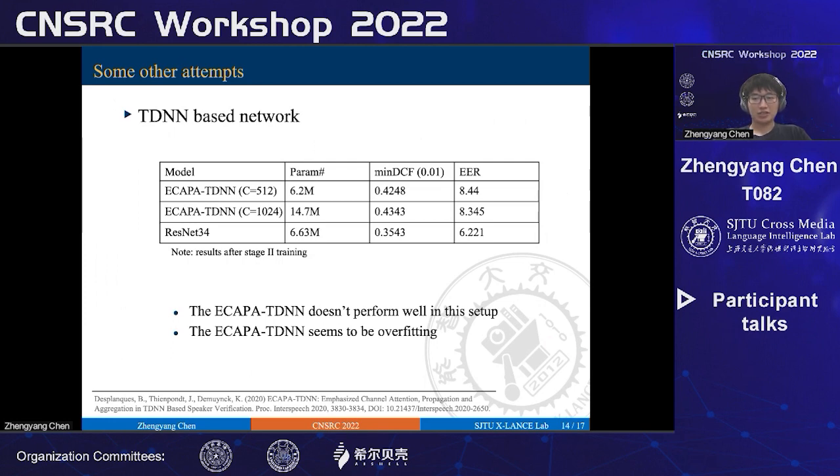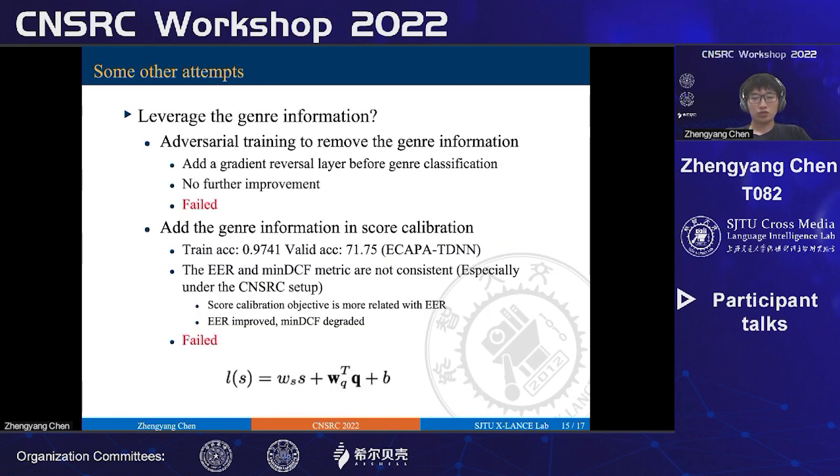Next, I will introduce some other attempts we have tried. Actually, we have tried some other networks in our experiment, like TDN-based eCapa TDN. However, compared with ResNet, it performed much worse, and we didn't use it in our submission. Apart from the model structure, we also tried to leverage the genre information in the experiment. The first attempt is to use adversarial training to remove the genre information in the embedding. Here, we implement this by adding a gradient reversal layer before the genre classification head. However, we didn't see a very obvious improvement.